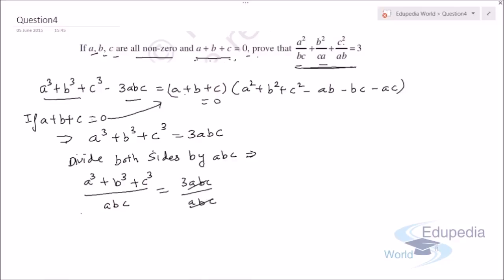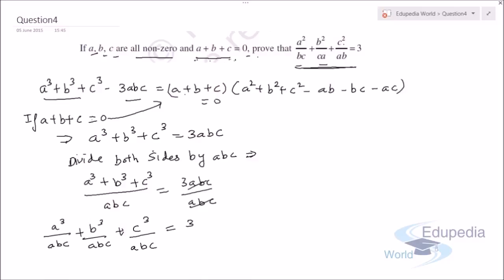So what further we can do is we can split the LCM. So we can write it as individual terms. So what it will come out to be is a cube upon abc plus b cube upon abc plus c cube upon abc equals 3.